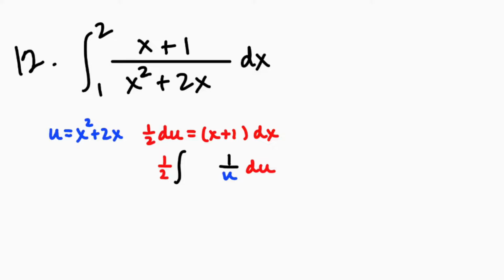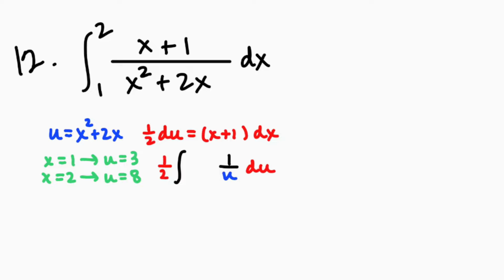So x equals 1, u equals x squared plus 2x, 1 plus 2, u is going to equal 3. And then when x is 2, u is x squared plus 2x. That's 4 plus 4. That's going to be 8. Oh, no. I said it was 6.